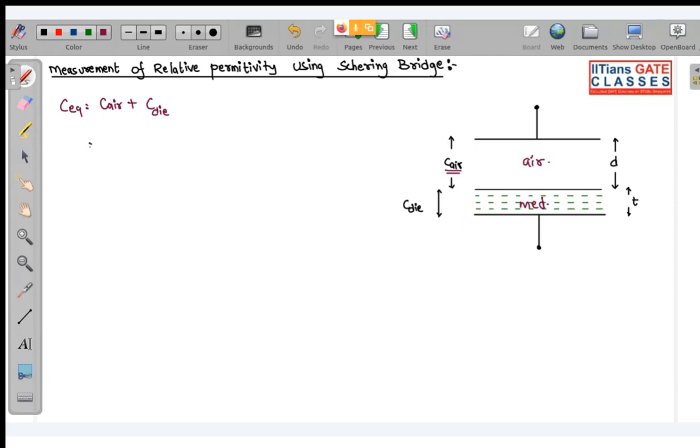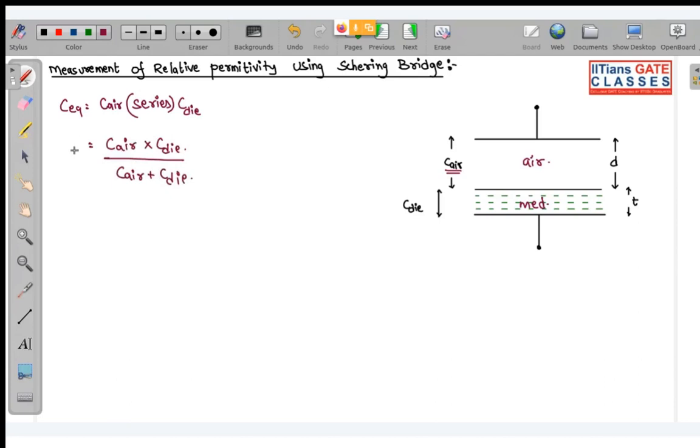Fine. If it is in series, okay, so I shouldn't have written it. This is actually looking like parallel. So I should write it like C air is in series with C dielectric. So this can be written as, we know, C air into C dielectric divided by C air plus C dielectric. Tell me, is it clear?